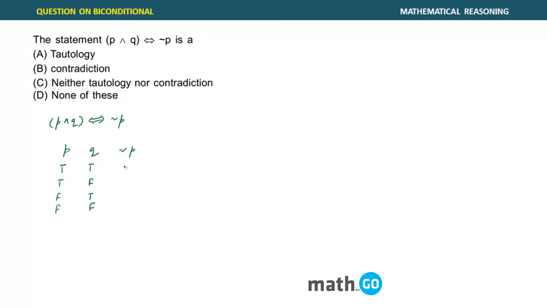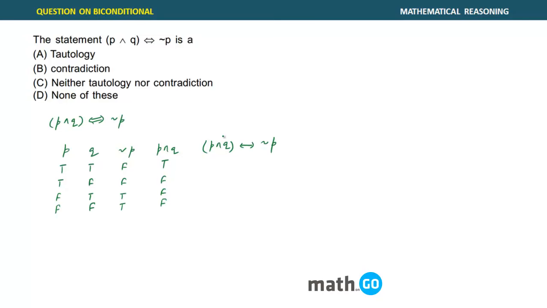Let me just take it. Negation P will be what? False, false, true, true. You want P and Q. P and Q will be true only when both of them are true, which is the first row. Otherwise, all of them will be false. Now let's go and see. You wanted this bicondition with negation P.